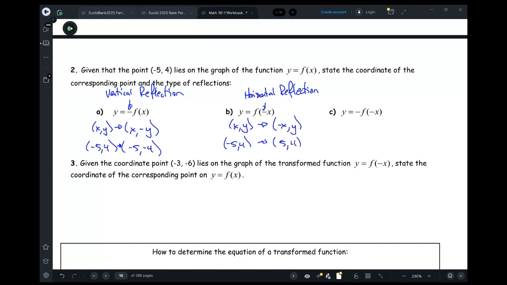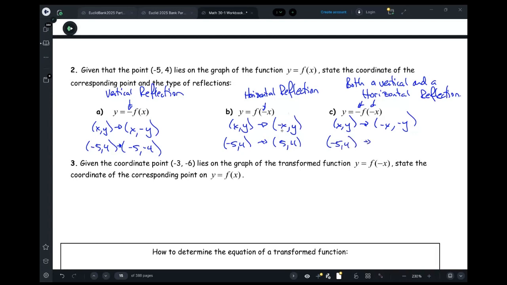And then here, because we've got both of those negatives, inside and outside, this is both a vertical and horizontal reflection. So we've got both here. So we can put those together in our mapping point x, y, and basically both of those coordinates are going to change signs here. So negative 5, 4 is going to become the point 5, negative 4. There we go.